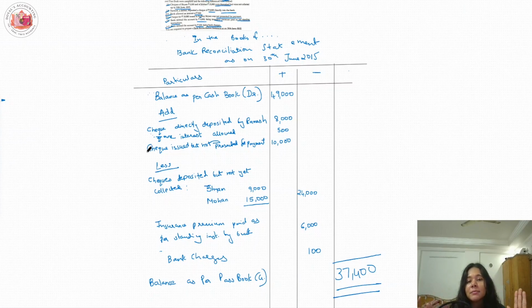That's all. So today in this video, we saw what a bank reconciliation statement is, why we need it, and what are the reasons for the differences. And we solved one question wherein we reconciled a cash book balance with a passbook balance. In the upcoming videos, I'll be solving more questions for each and every case.